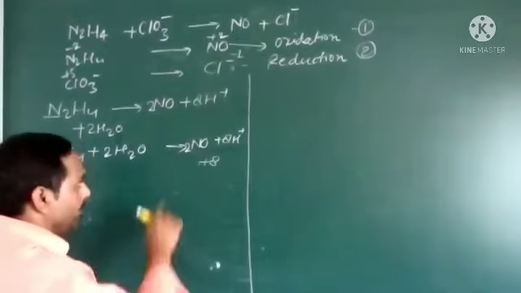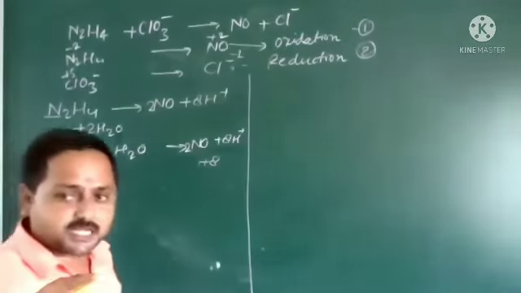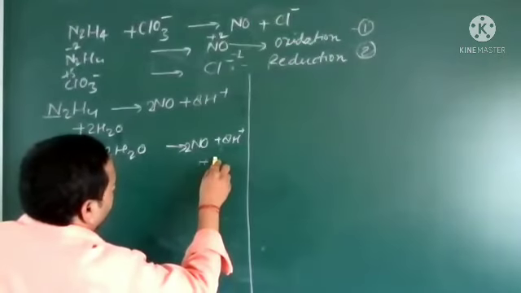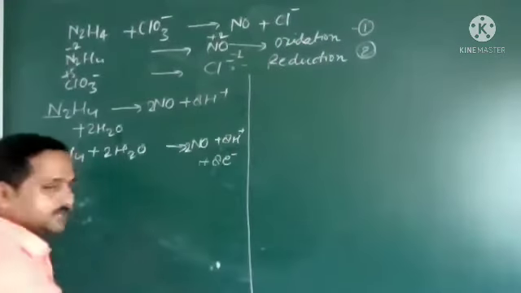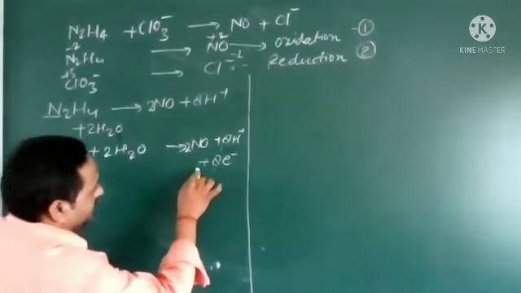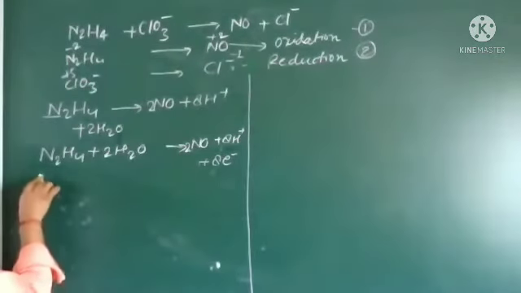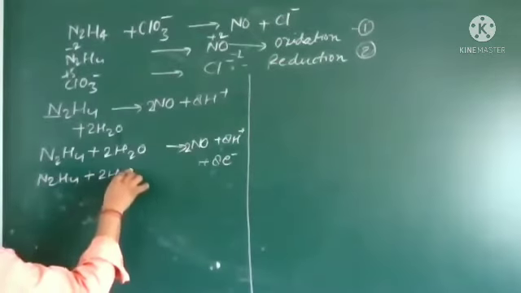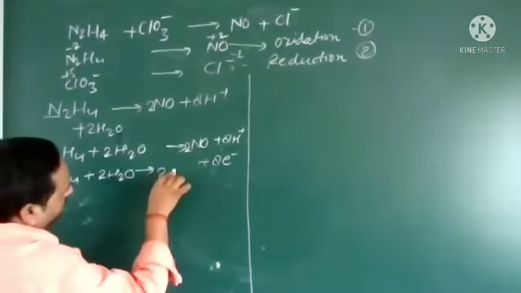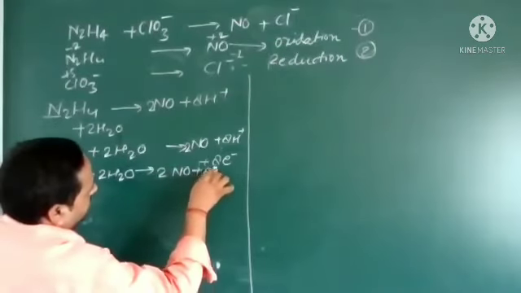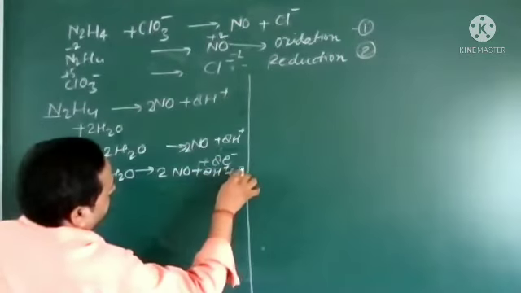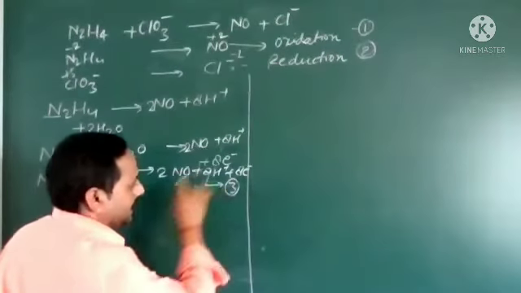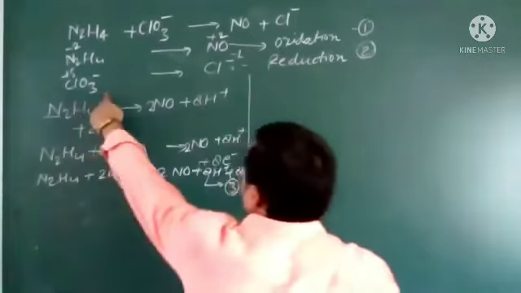So we have to balance charge by adding electrons. How many electrons can be added? If I add 8 electrons here, the charge will be balanced. So this equation can be written like this: 2NH4 plus 2H2O gives out 2NO plus 8H plus plus 8 electrons. I can write this as equation 1. Now I am moving to the second part.